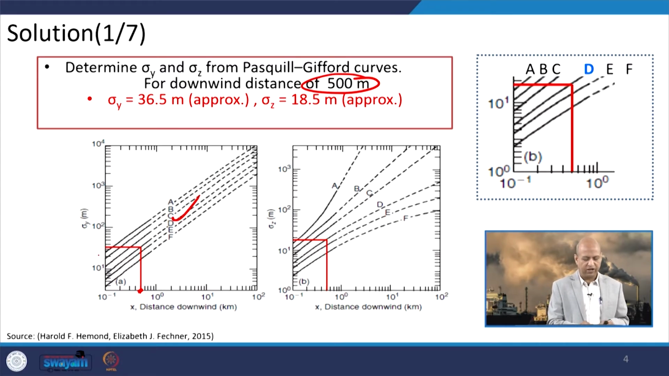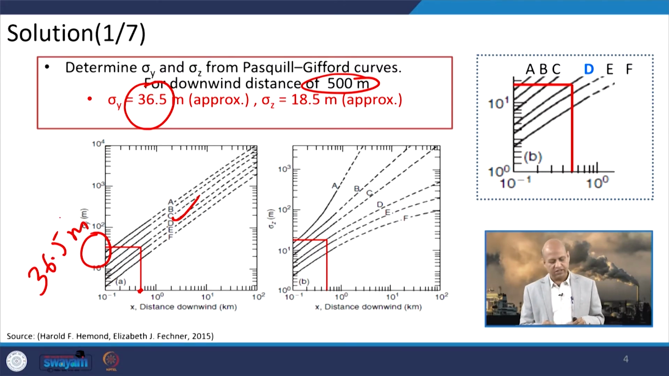Then you go to the left where the sigma y value will be, and this is around 36.5 meter here. So, that is sigma y. Similarly, for sigma z, again 500 meter is here, you go up to the D curve, then go to the left and you read sigma z, which is 18.5 meter. So, you got sigma y and sigma z, right. You can see this exemplified here.